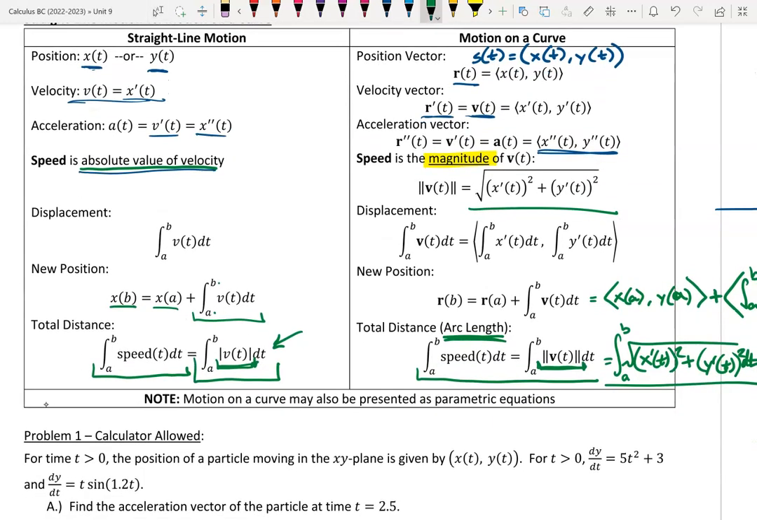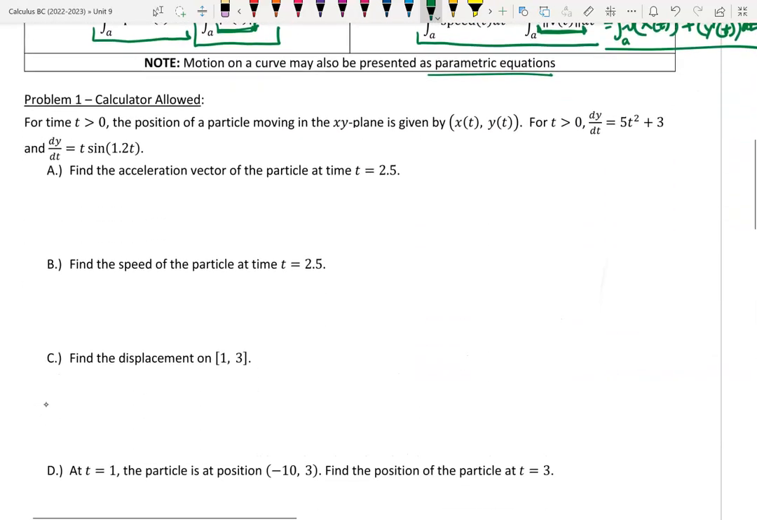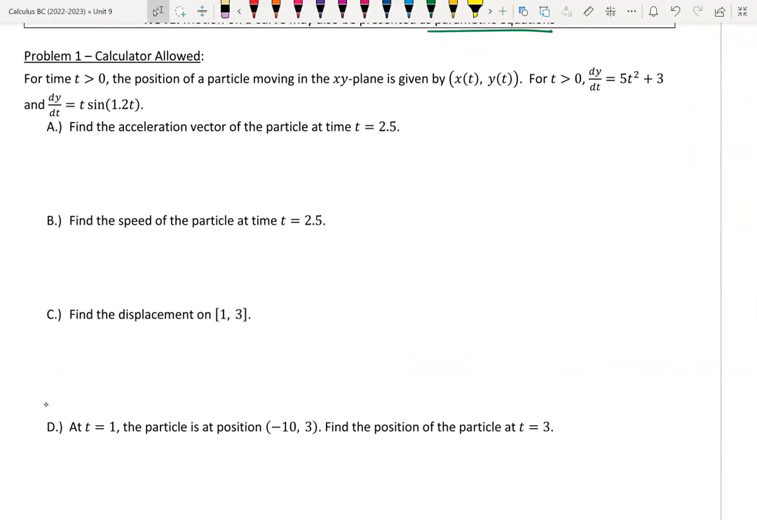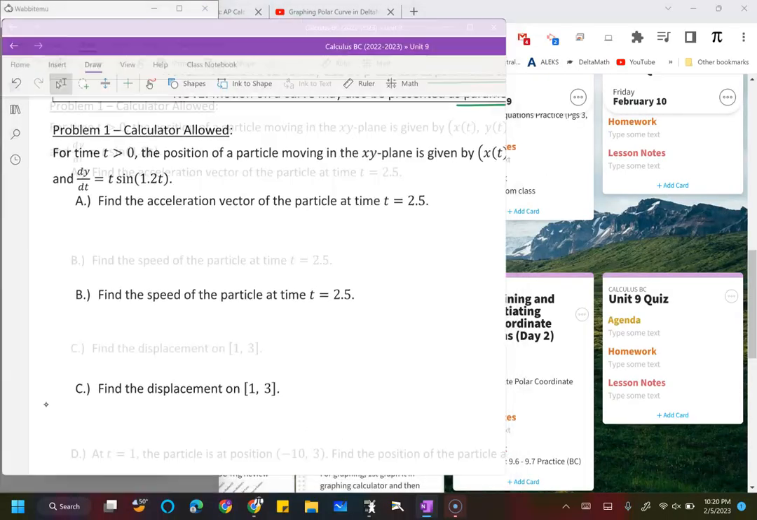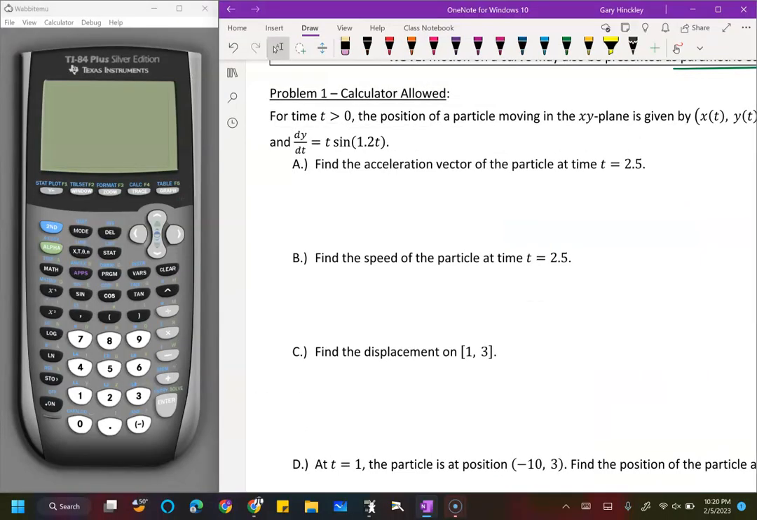One thing to note, motion on a curve may also be presented as parametric equations, not just vector value functions. All right, so let's go ahead and get into this one here. It's a calculator allowed problem, so I'm going to go ahead and have my calculator ready to go here.